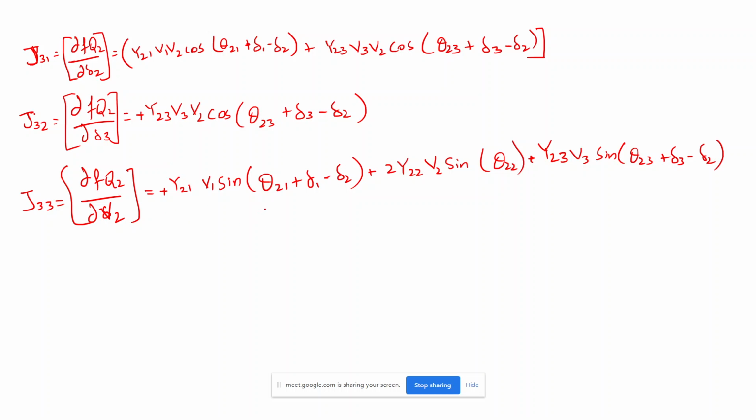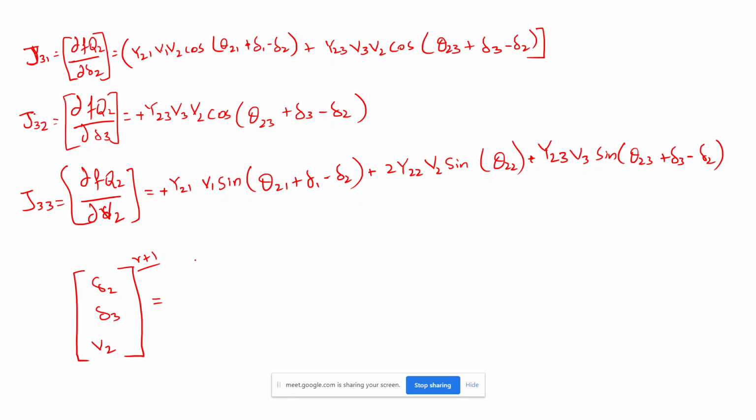So this is the Jacobian matrix we got. After finding out the Jacobian matrix, what we need to do is find out the new iteration. The new iteration is r plus 1, and the unknown quantities are del 2, del 3 and v2. These are all the unknown quantities we need to find out from this r plus 1.